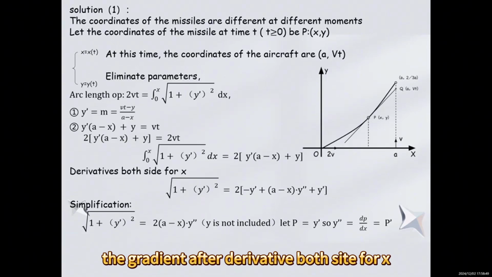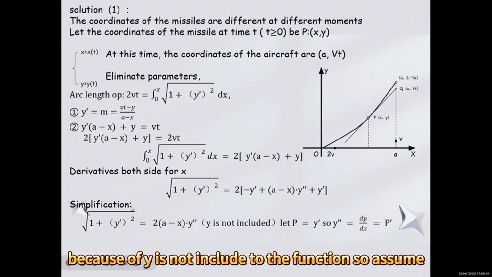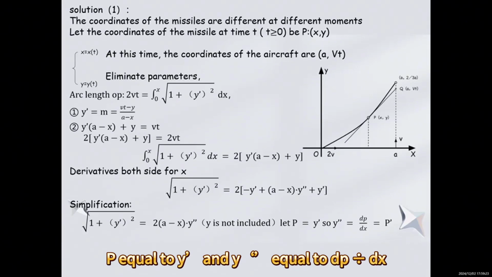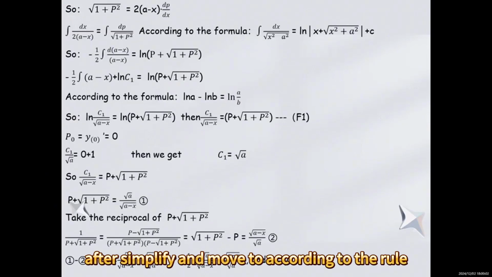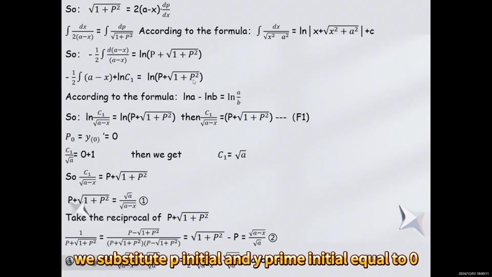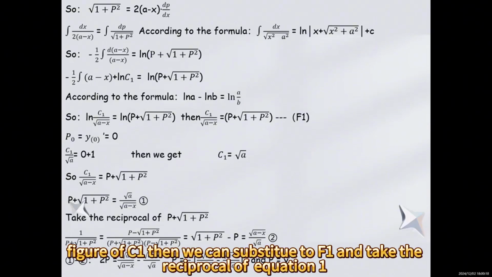After differentiating both sides with respect to x, we will get this function. Because y is not included in the function, we assume p equals y prime, and y double prime equals dp/dx equals p prime. After simplifying and applying the rule of logs, we will get the function f1. After that, we substitute the initial p and y prime initial equal to 0, so we can find the value of c1, which is the square root of a.